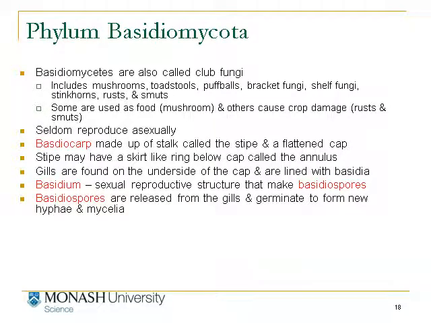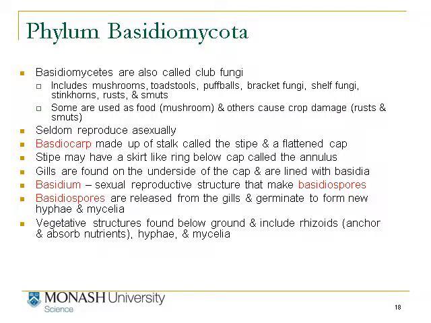Basidiospores are released from the gills and germinate to form new hyphae and mycelia. These vegetative structures are found below ground and include rhizoids that anchor and help absorb nutrients from the soil or the tree trunk and roots, as well as hyphae and mycelia.